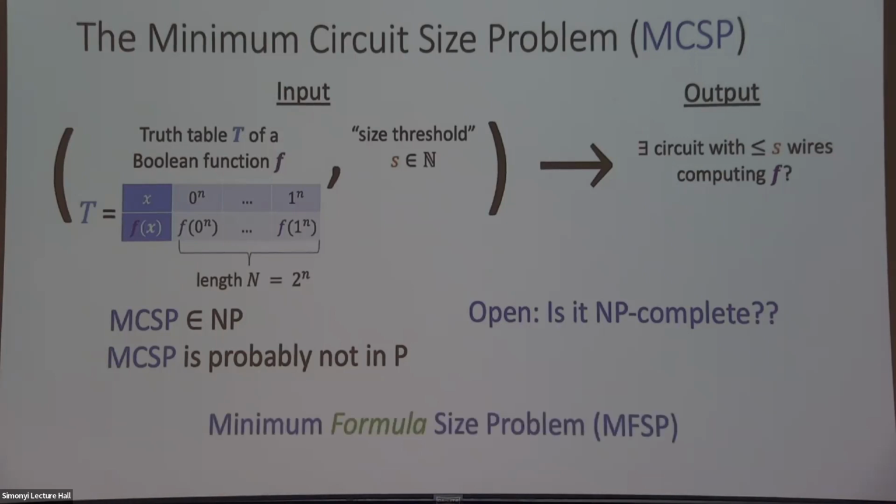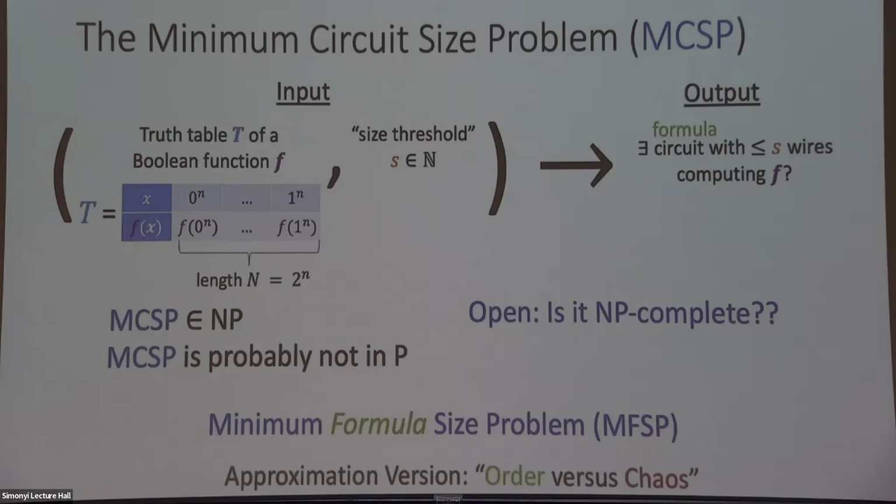And the title of this talk is about the minimum formula size problem. You can probably guess what that problem is going to be. It's the same thing as this problem, except instead of talking about circuits, we talk about formulas. Probably everyone here knows what a formula is, but if you don't remember, it's like a circuit, but every gate has at most one output. I'm going to redefine it for you later, in case you forgot. Great. So that's the definition of the minimum circuit size problem and the minimum formula size problem.